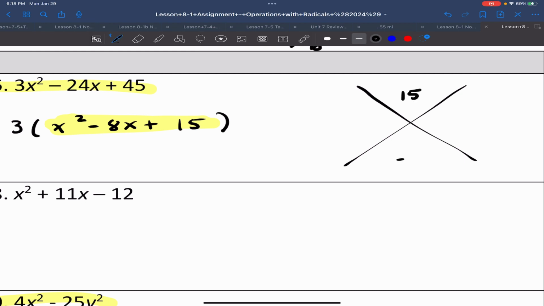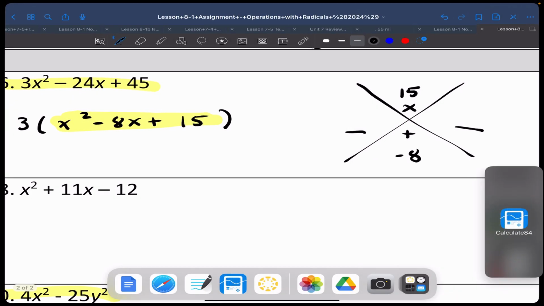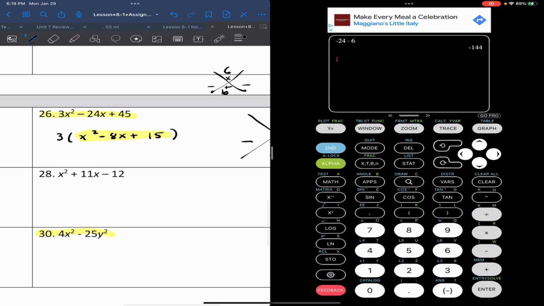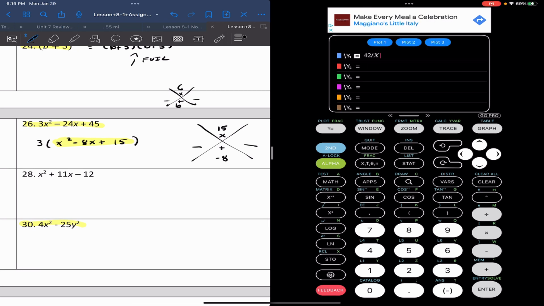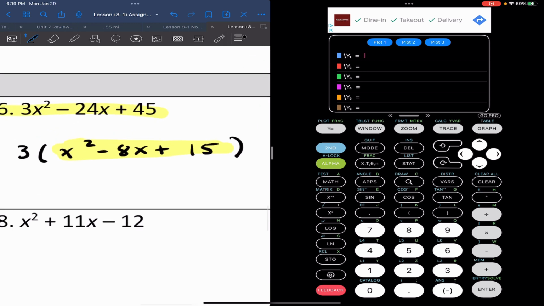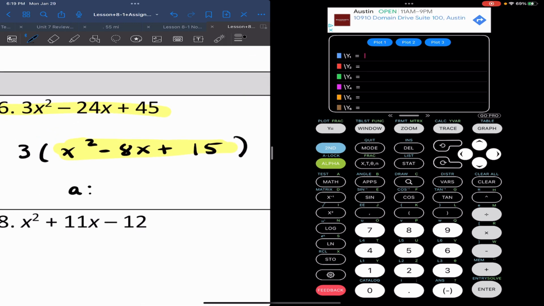15 goes up top, -8 goes in the bottom. What two numbers multiply together to give me 15 and add up to -8? And I'm going to use that cool calculator trick that I discovered. I'm going to press y equals. And what I'm going to do is figure out what my A, B, and C are first. So let's figure it out. A is 1. B is -8. And C is +15.